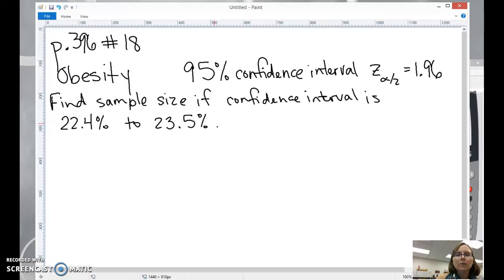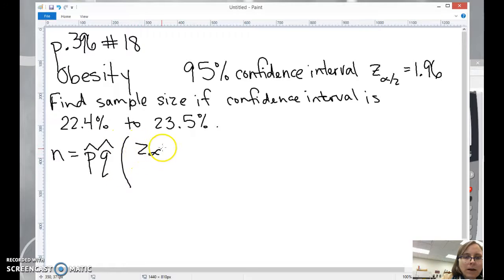With this particular problem, in order to figure out that sample size, I need a couple of things. Recall the formula goes p hat times q hat times our z sub alpha divided by 2, divided by our error, and then you square that. In this problem, the only thing that's truly given to us is that z sub alpha divided by 2. We need to figure out what p hat is, then q hat, and then find the error.